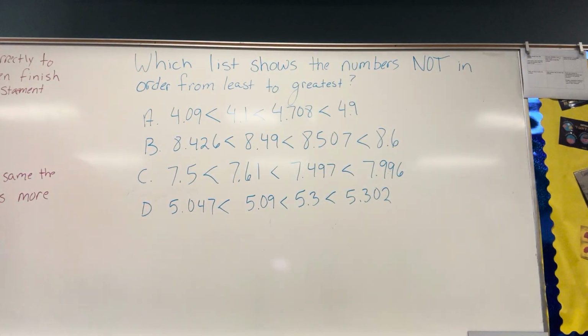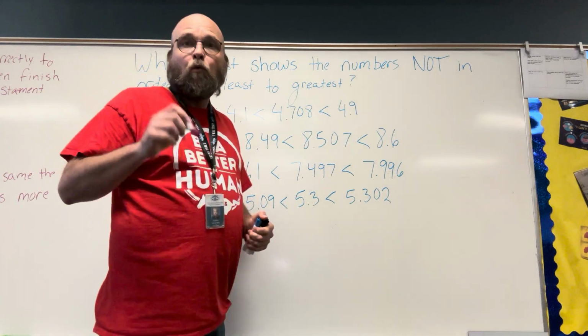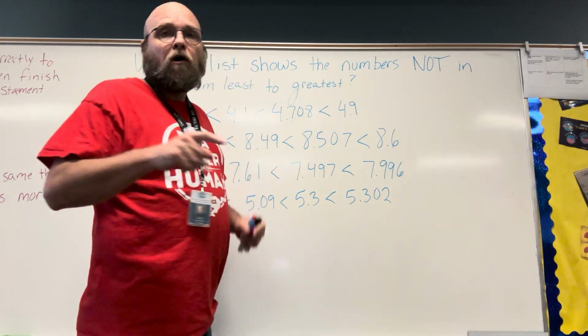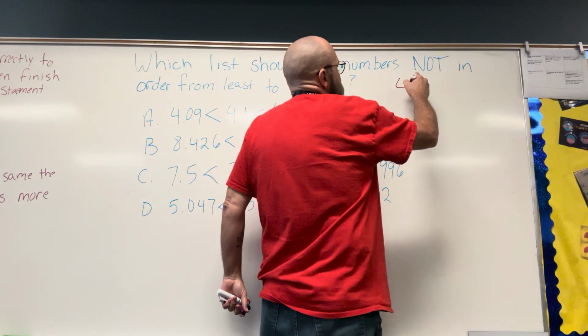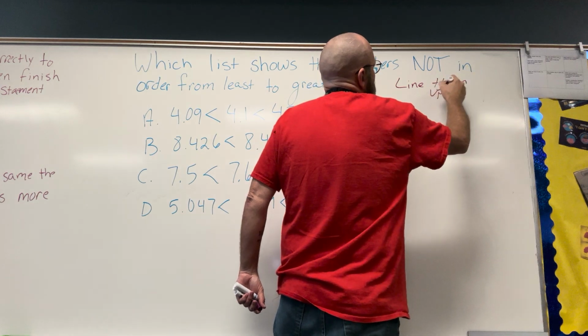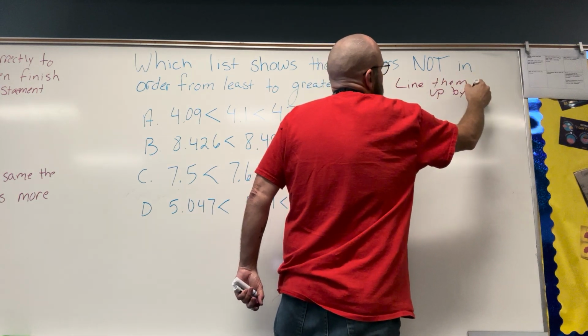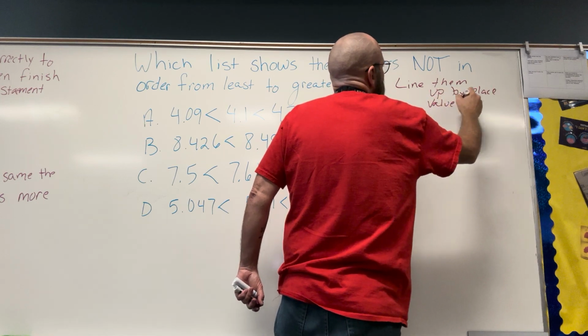It reads as follows. Which list shows the numbers not in order from least to greatest? Remember, as I go through these problems, I want to write some sentences out to let me know what I'm thinking and what I should be thinking. First of all, when we compare and order decimals, we're going to line them up by place value vertically.